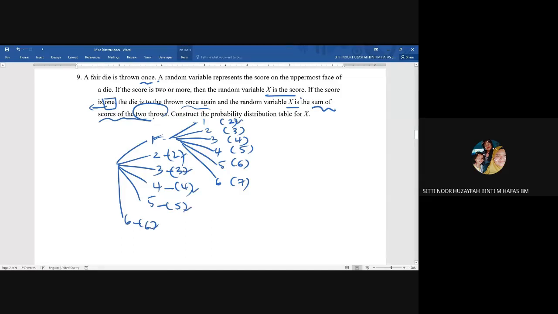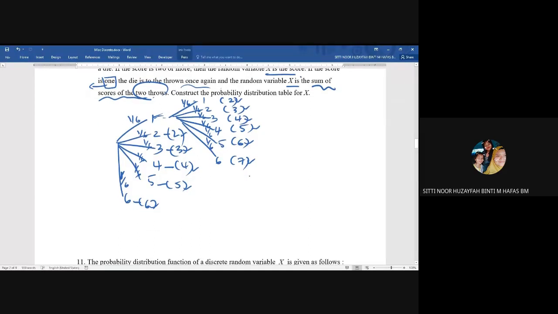Now, how to find the probability for each of these scores? For 2, 3, 4, 5, 6, it's easier because the probability will be directly 1 over 6, 1 over 6, 1 over 6, 1 over 6, 1 over 6. How about the second row? It will be 1 over 6 also, right? 1 over 6 for each, because it's a fair die. Now, what are the values of x? We have x of 2. Here we got 2, here also we get 2.